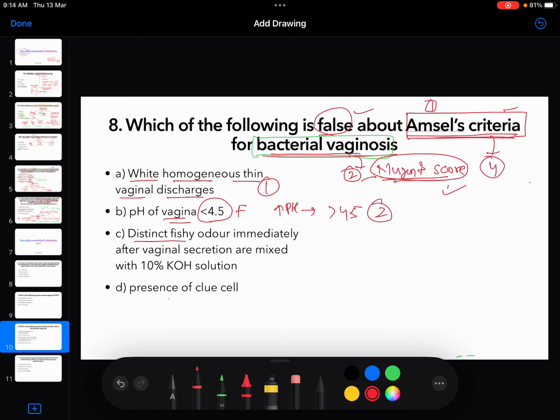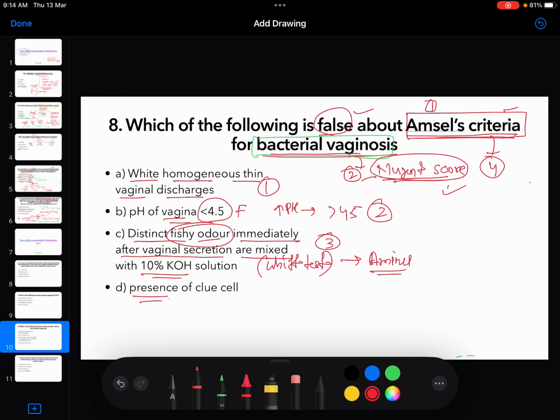The distinct fishy odor immediately after vaginal secretions are mixed with 10% KOH. This is called the whiff test. By adding the 10% KOH, there is release of amines, which causes the fishy odor. This is called the whiff test, and it is criterion number 3.